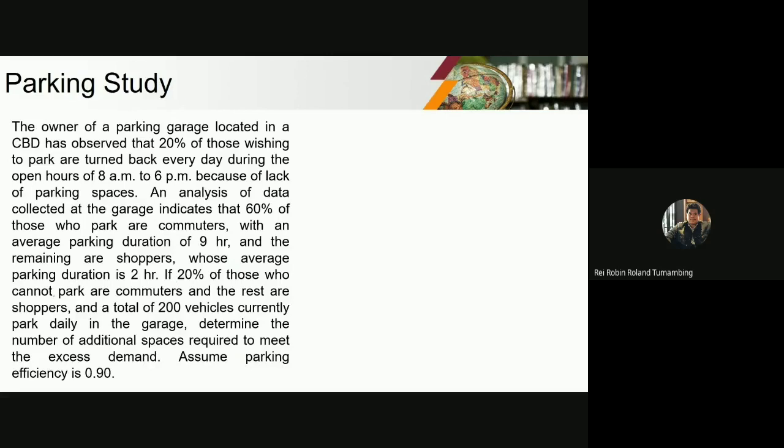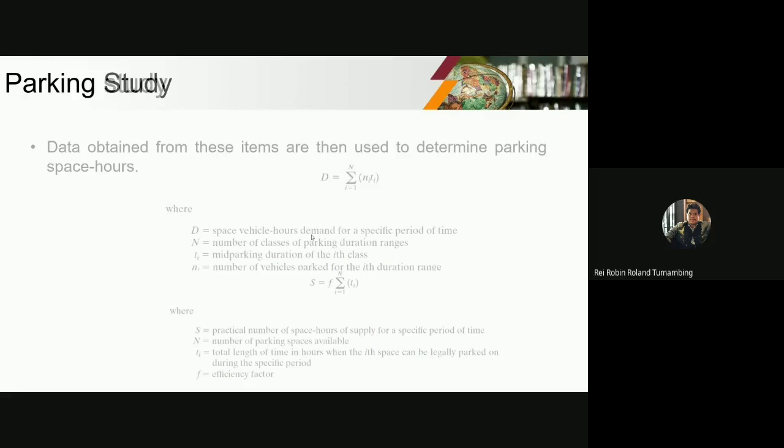If 20% of those who cannot park are commuters and the rest are shoppers, and a total of 200 vehicles are currently parked daily in the garage, determine the number of additional spaces required to meet the excess demand. Assumed parking efficiency is 0.9. Okay, so first we have to calculate the space hours using our equation.